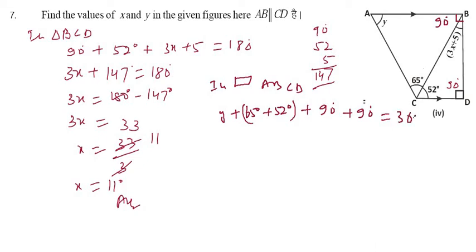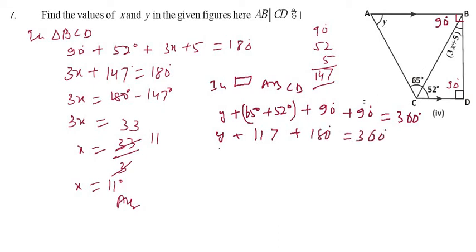You can see 1, 2, 3, 4. Four angle sum is 360 degree. Now come to this one. It is the y angle, and here is the 5 and 2, that is the 7, and here is the 6 and 5, that is the 11. Plus 90, 90, 180 is equal to 360 degree.